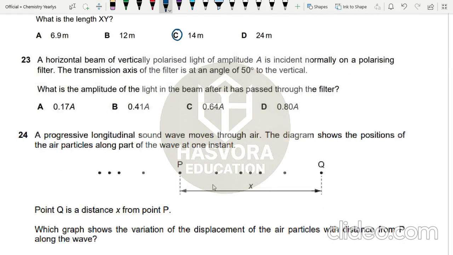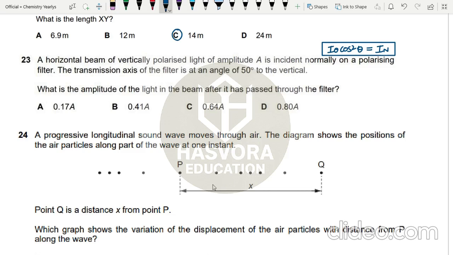Now the fifth question says a horizontal beam of vertically polarized light of amplitude A is incident normally on a polarizing filter. The transmission axis of the filter is at an angle of 50 degree to the vertical. What is the amplitude of the light in the beam after it passes through the filter? Now you have studied one of the most popular formulas for this, which is I naught cos square theta, which gives the new intensity after passing through the polarizing filter. This is the formula for the intensity.